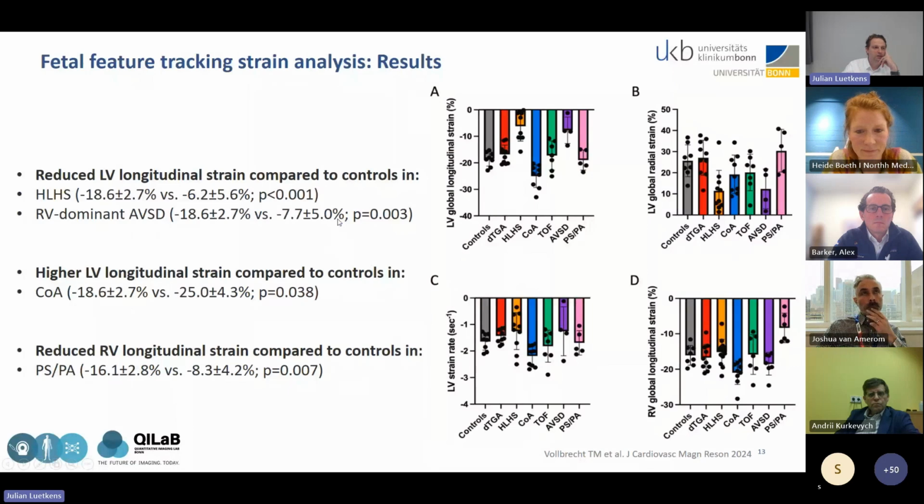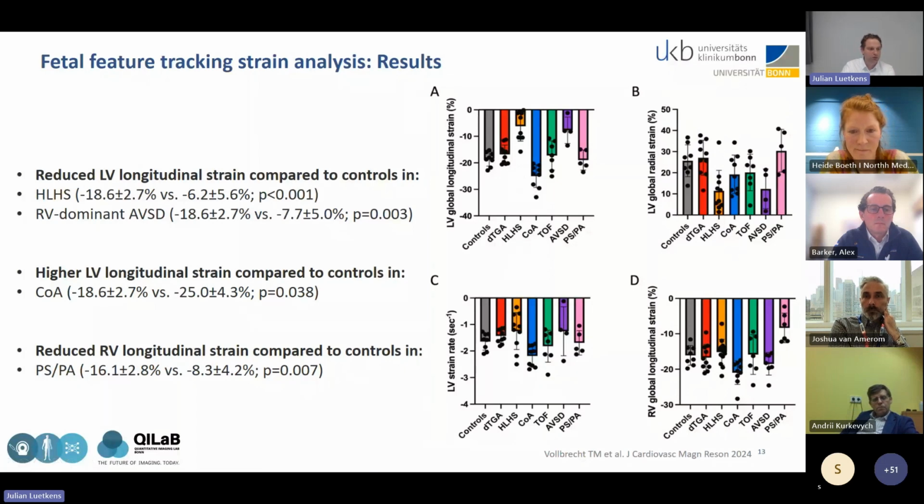So interestingly, we could observe reduced left ventricular longitudinal strain compared to controls, especially in hypoplastic left heart syndrome and in right ventricular dominant AVSD. And we also found higher longitudinal strain compared to controls in patients with COAC. So these fetuses had a higher global longitudinal strain compared to controls.